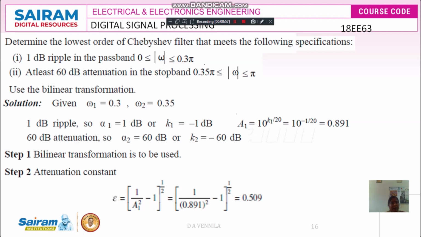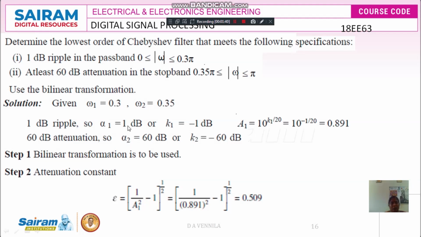frequency is 0.3 pi, and 60 dB attenuation in stop band means the gain of the stop band is 60 dB and the cutoff frequency will be 0.35 pi. Here omega 1 is the cutoff frequency of your pass band, omega 2 is the cutoff frequency of your stop band, and alpha 1 is the gain of your pass band. We can represent it as alpha 1 or as k1, and alpha 2 is the gain of your stop band. You can represent it as alpha 2 or as k2.